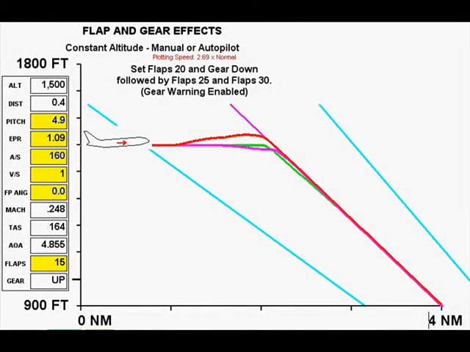In this example, we see that the same procedure can be applied with the autopilot engaged in altitude hold mode. The only difference is there will be several minor pitch attitude changes.